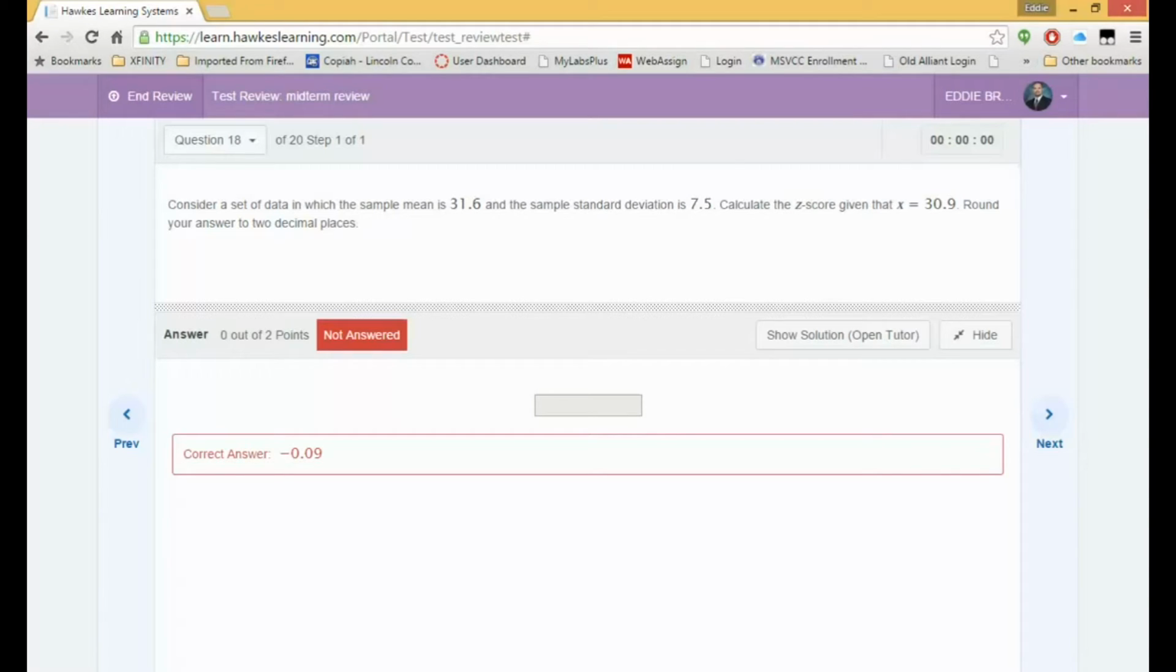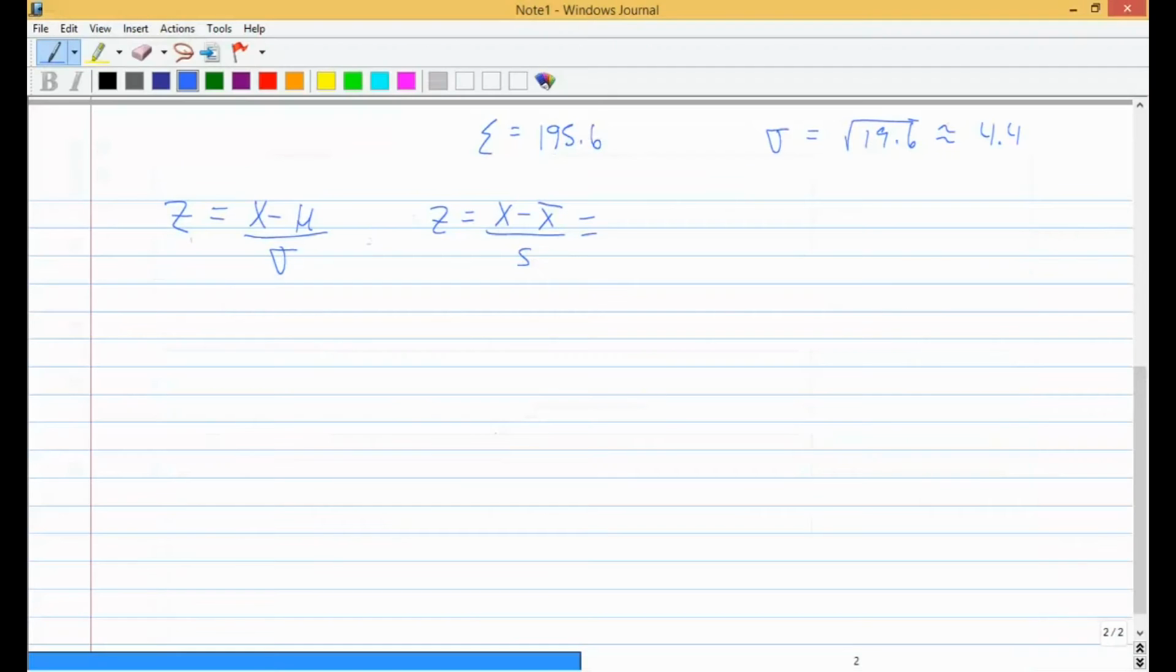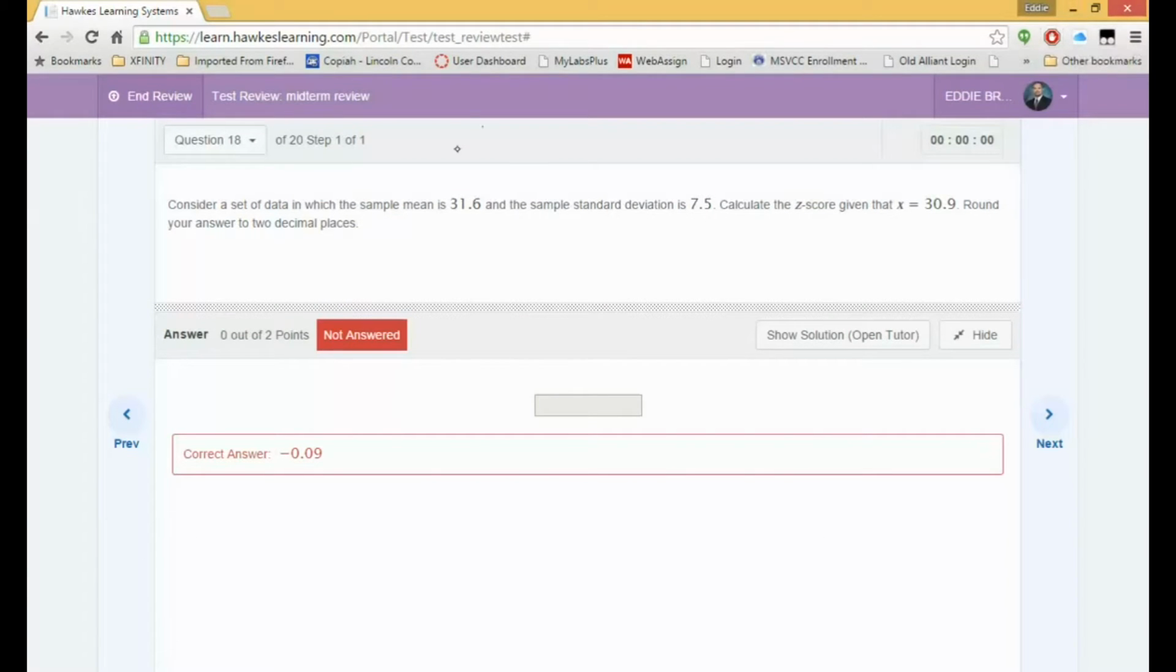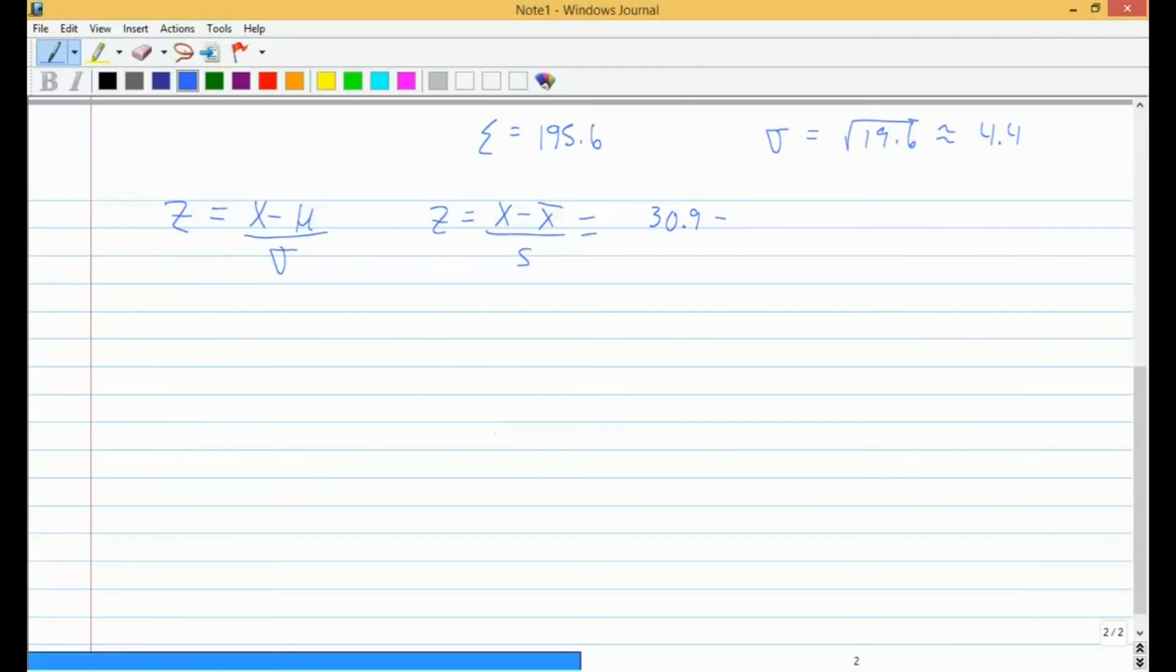Okay. So mean is 31.6. Standard deviation is 7.5. X is 30.9. So 30.9 minus, gotta look back again, let's see, the mean was 31.6. So minus 31.6 divided by, I think it's 7.5. Alright, so let's do that.